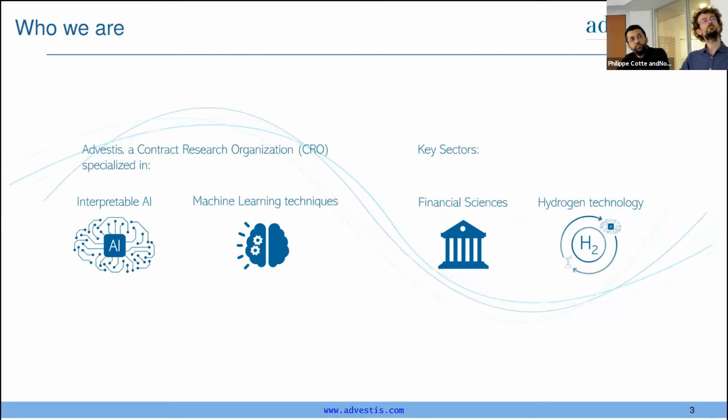So who we are. Advestis is a contract research organization, a CRO, with a deep understanding and practice of interpretable artificial intelligence and machine learning techniques. As research partners, Advestis leverages the specialized R&D and innovation resources of its clients. Sponsors and clients increasingly rely on contract research organizations for cost-effective co-development.